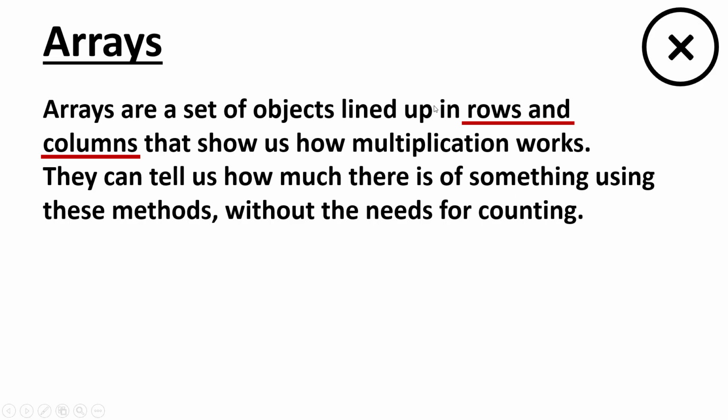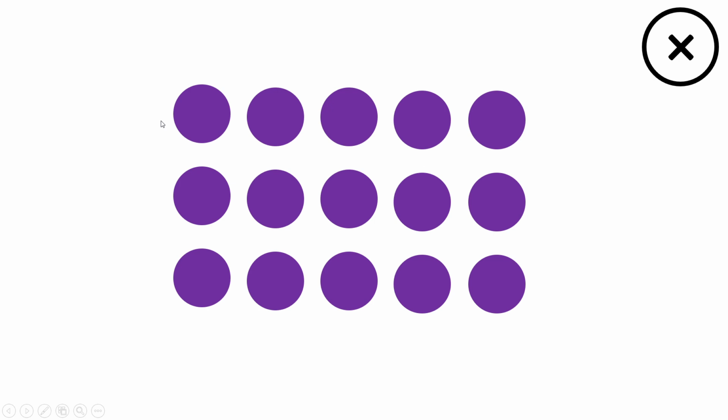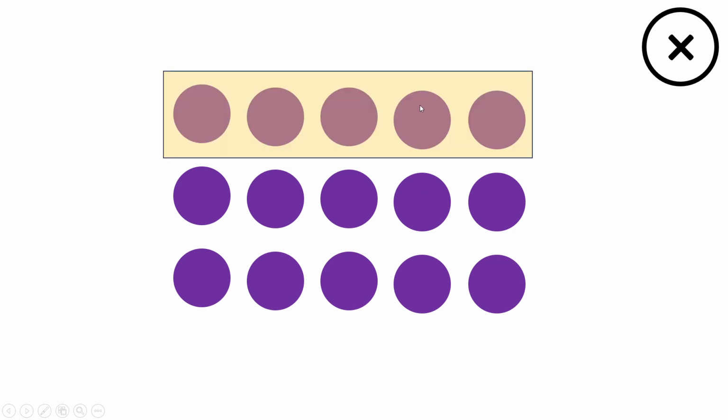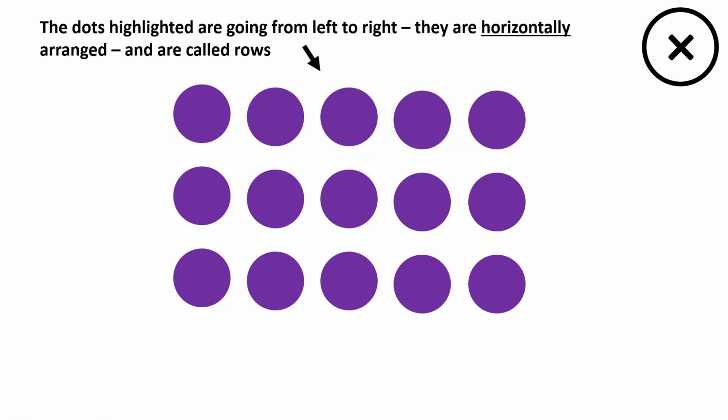When I say rows and columns, this is what I mean. Here we have an array. Highlighted in this box is a row. We know it is a row because the dots highlighted are going from left to right, or you could say right to left. We say that they are horizontally arranged as they only go these two directions.